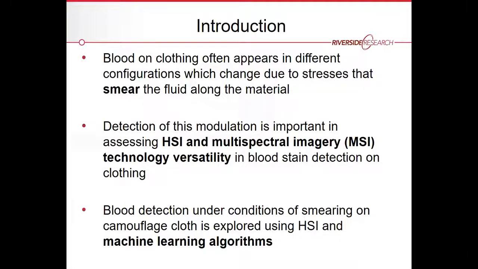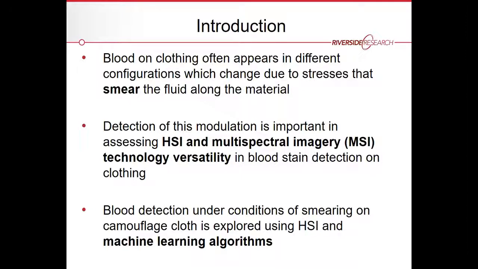Blood on clothing often appears in different configurations, which change due to stresses that smear the fluid along the material. If a law enforcement person gets shot or a soldier gets wounded, as the soldier moves back and forth on the ground, the blood tends to smear on the clothing, and that's basically the problem that we're trying to assess. The detection of this modulation is important in assessing HSI and multispectral imagery technology versatility in bloodstain detection on clothing.